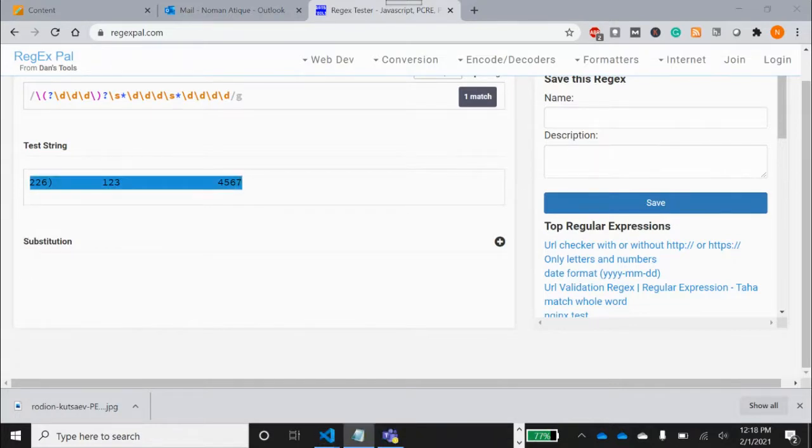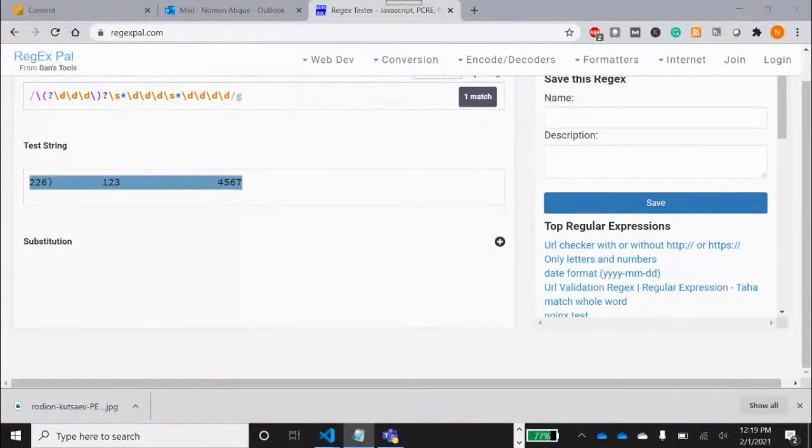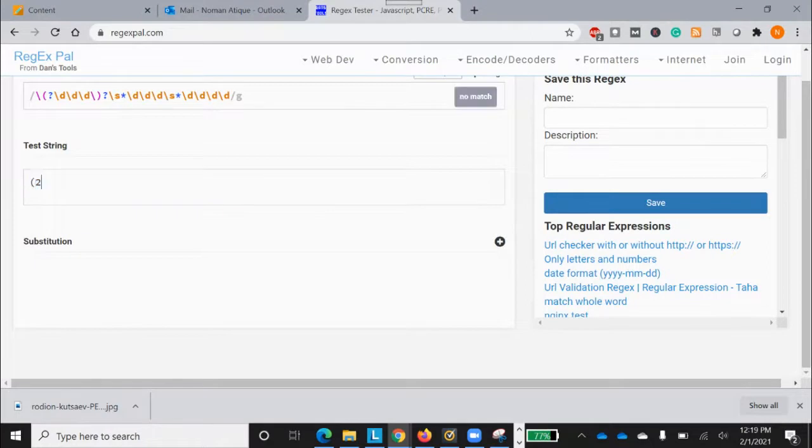Right. So now I hope everyone is getting what we are basically doing over here. And now we have a phone number pattern that can recognize almost any number. But there is still something remaining. If someone does something like this, if I write 226 dash 123 dash 4567, now it won't be recognized.